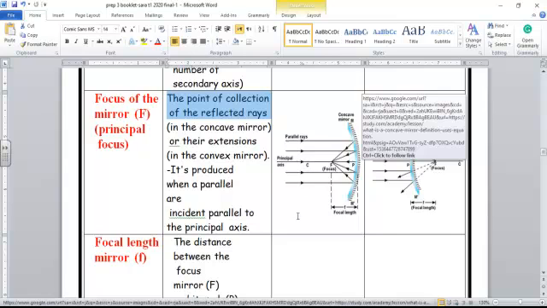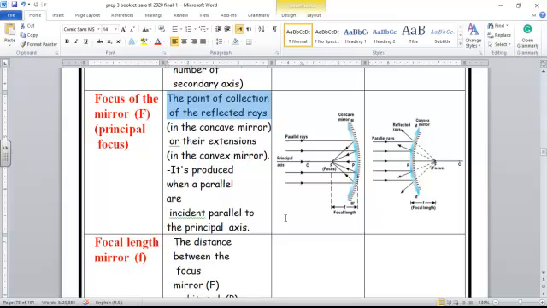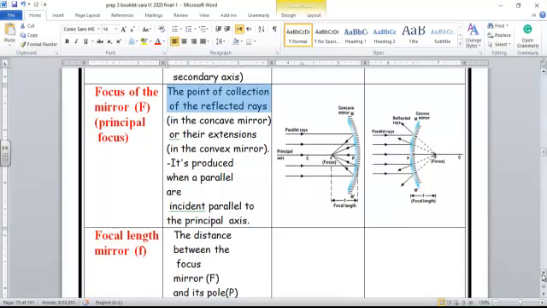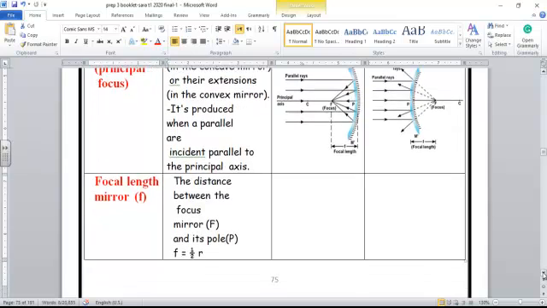So we can say here that the focal length equals half the radius, or we can say it the other way, the radius equals double or twice the focal length, because the distances are equal. The distance between P and F equals the distance between F and C. Again, focal length equals half the radius, or radius equals twice the focal length.